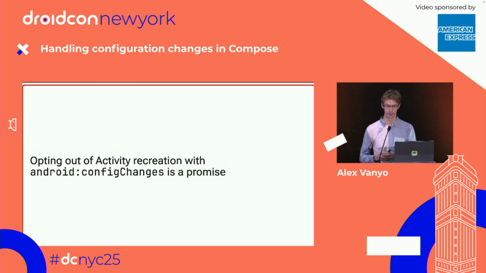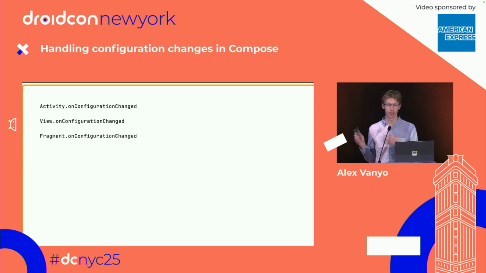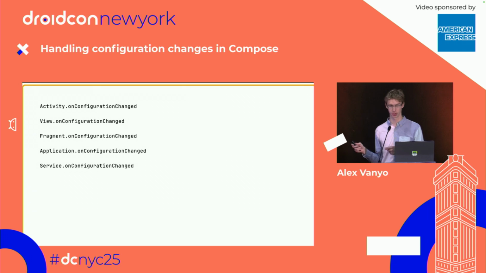change happens. So I've been talking about these onConfigurationChanged callbacks. Let's now look at what these are. There are some on activity, on view, on fragment. There are also some on application and service. I do want to warn that if you're using these, I'd be a little bit careful of what values you're reading from. And the reason for that is configuration is local to a specific window.